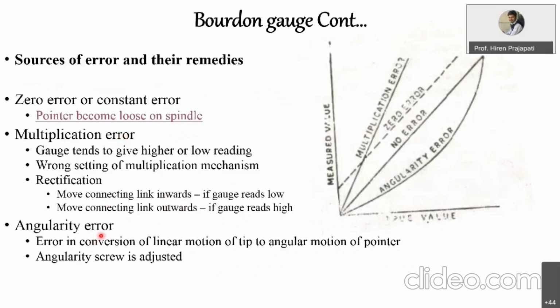And next is angularity error. So angularity error is the complete hysteresis error, right? Which is non-linear. So it is indicated here. This angularity error is a non-linear error. So it is difficult to remove non-linear error completely from the system, right? So these are the 3 different types of error in a bourdon pressure gauge.